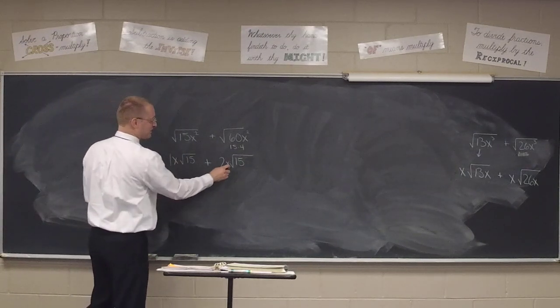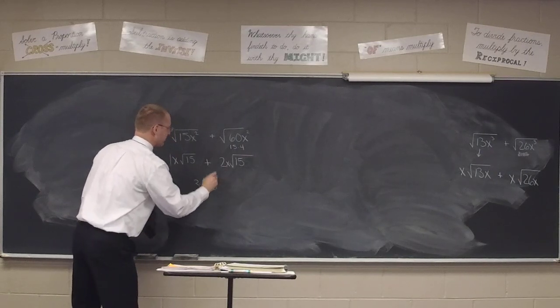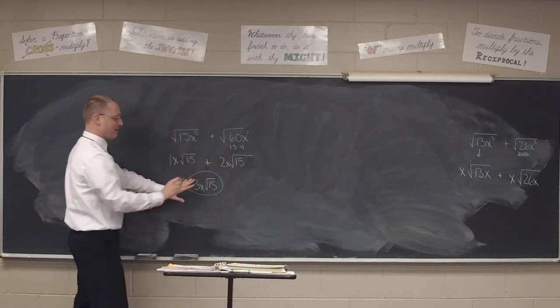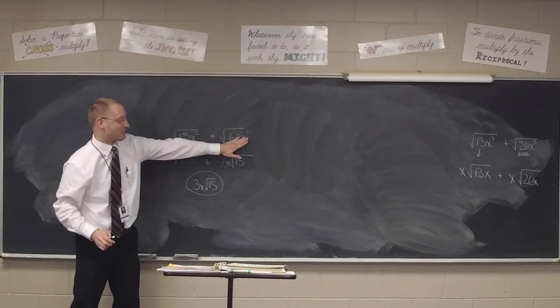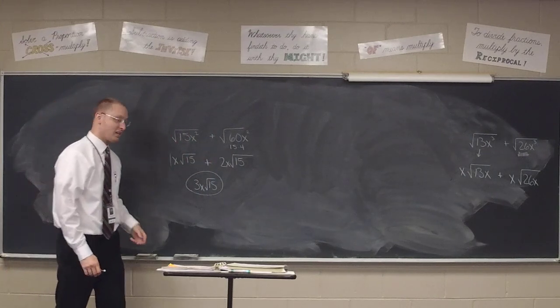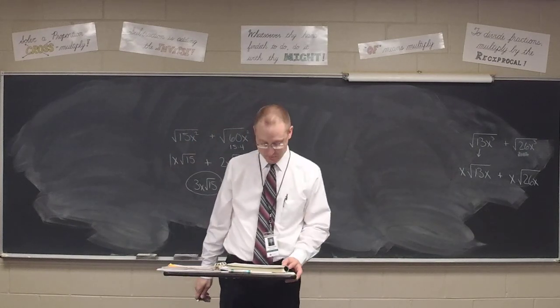What's 1x plus 2x? 3x times the square root of 15, right? 1x plus 2x is 3x, and then keep that square root of 15. That would have been my answer had this been an x squared in there. But it wasn't, so we couldn't, so we didn't. Questions?